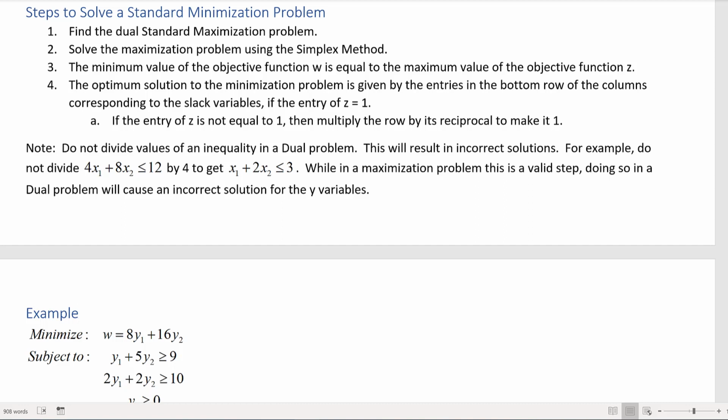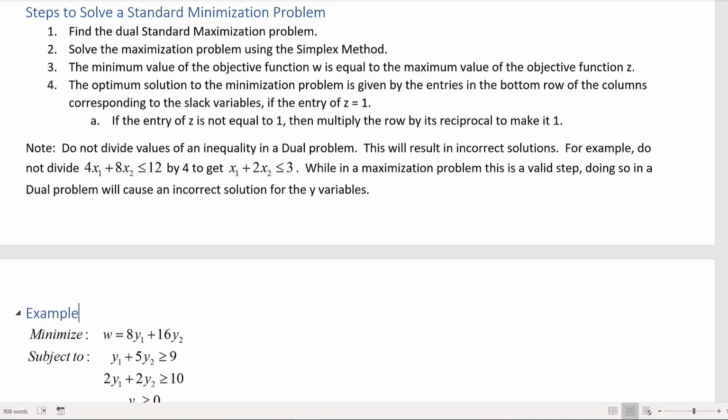Now I'd like to go through the steps to solve a minimization problem. Step 1 is to find the dual standard maximization problem from the minimization problem. We just gave you an example of that. Step 2, solve that new maximization problem using the simplex method as we have done in previous sections.